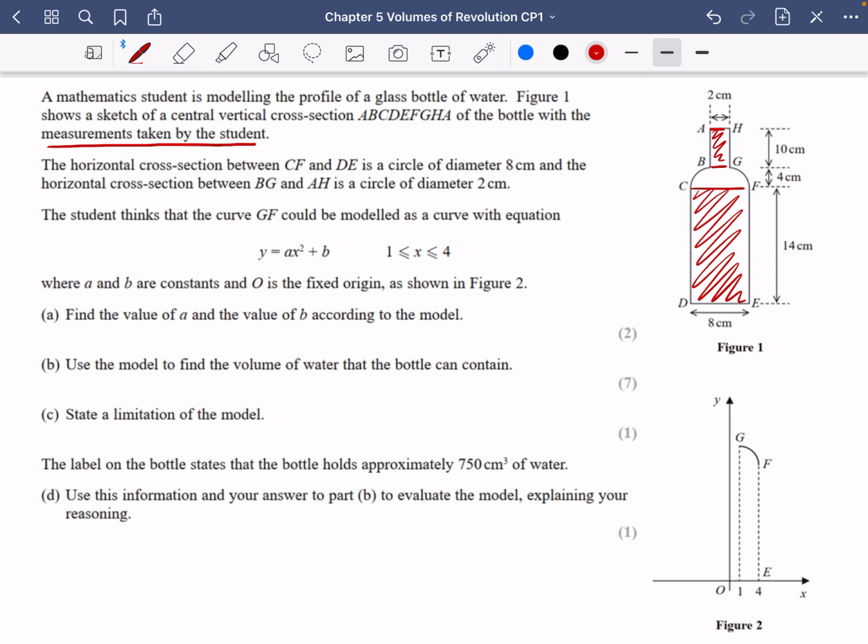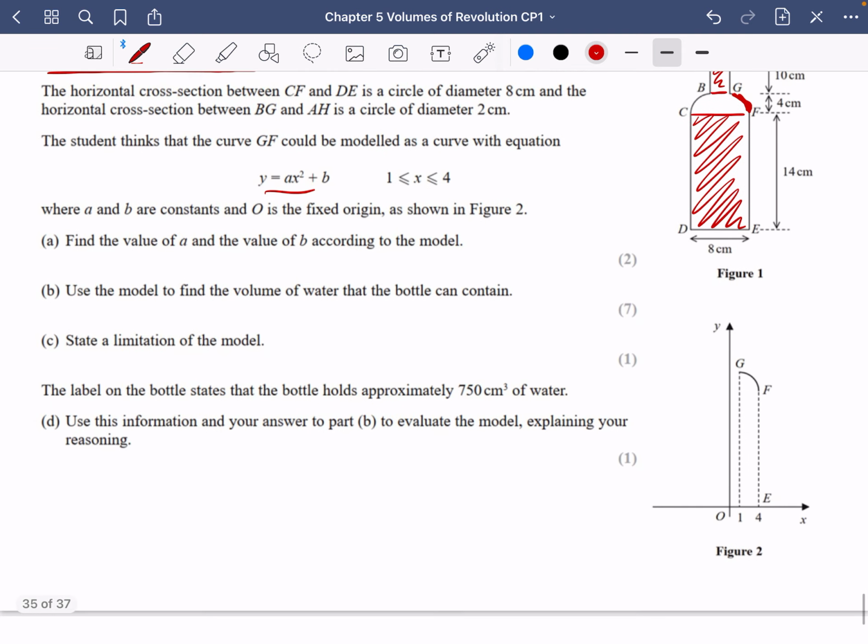The student thinks that the curve GF could be modelled as a curve with this equation here. So this is the part we're talking about. This bit they think can be modelled with the equation y equals ax squared plus b between x as 1 and 4, where a and b are constants. And all we need to do for the first part is to find the value of a and the value of b according to the model.